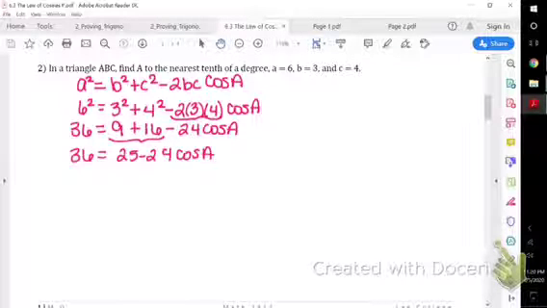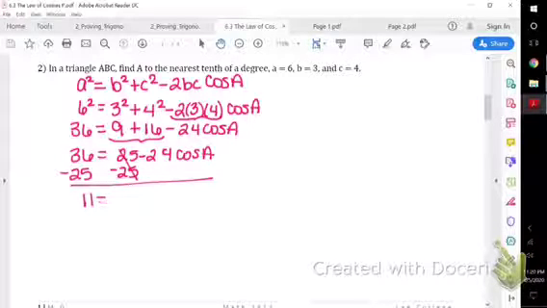Now remember, we can't subtract these first because these two are being multiplied, and PEMDAS says we multiply before we add or subtract, so I cannot subtract those. So instead, I'm going to move that 25 over. So I'm going to subtract the 25, and so I get 11 equals negative 24 cosine of angle A. Now I need to get cosine of A by itself, so divide by that negative 24.